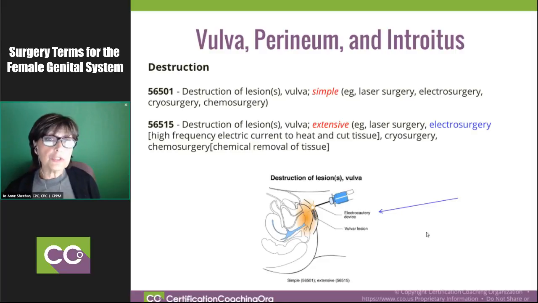All right, so now we'll talk about destruction in the same area. So 56501 is destruction of lesions in the vulva area, simple. And the examples are laser surgery, electrosurgery, cryosurgery, or chemosurgery. And that is a simple destruction.